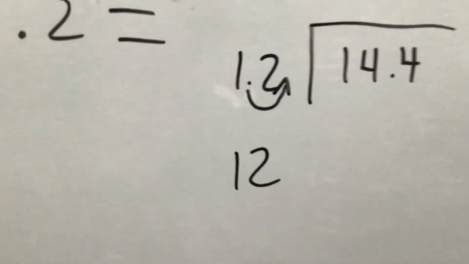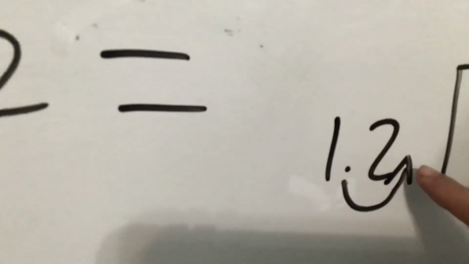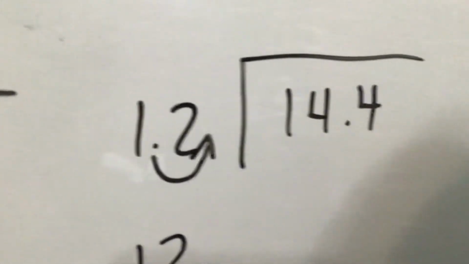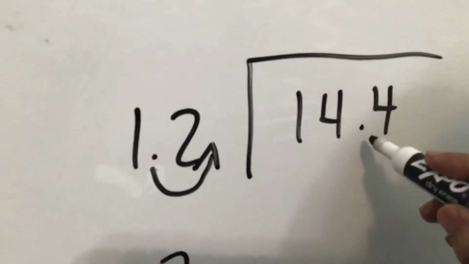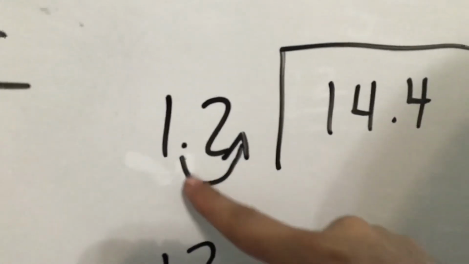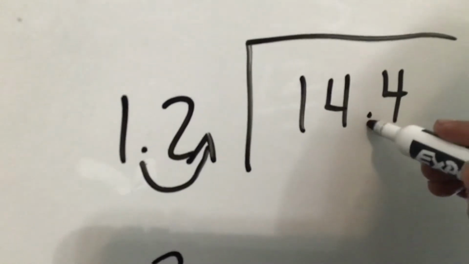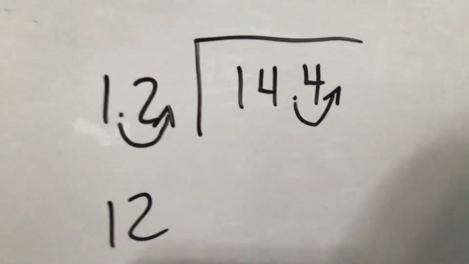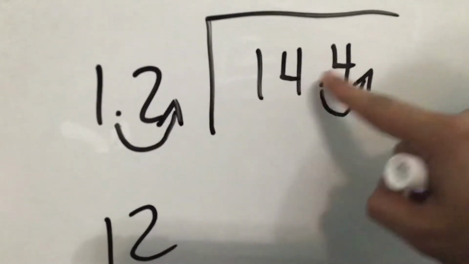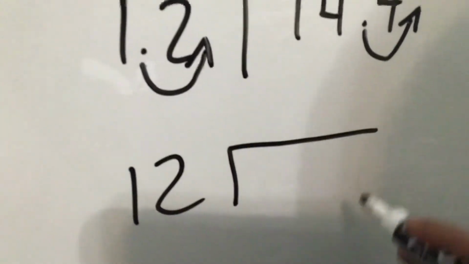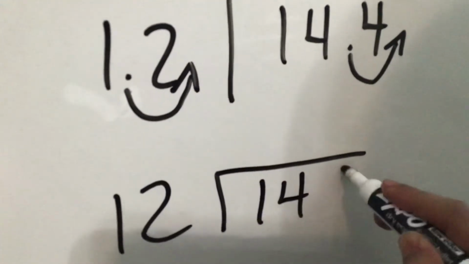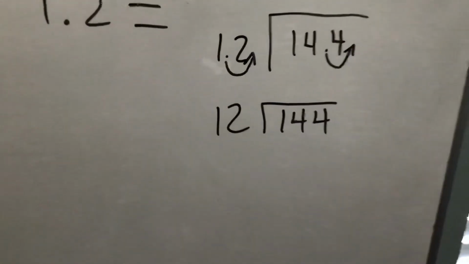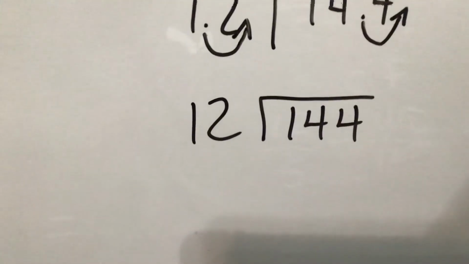Now notice that I only moved the decimal once to the right. So remember that what you do outside, you must do inside. So I go where my decimal is inside. Again, I only moved it once outside, so I only move it once inside. Now the decimal is at the back of the number, which is going to make this number into a whole number, which is 144. So there's my division. Now I can continue dividing.